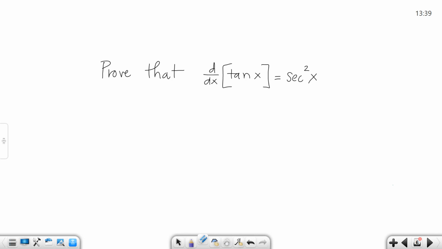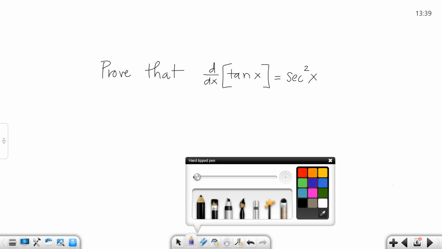At the beginning of this section, I gave you 6 basic trig derivatives. One of the things I need to show you is how these derivatives came about. So I picked the tangent to prove this rule. We know that the derivative of tangent is secant squared, and I actually want to do it as a proof.